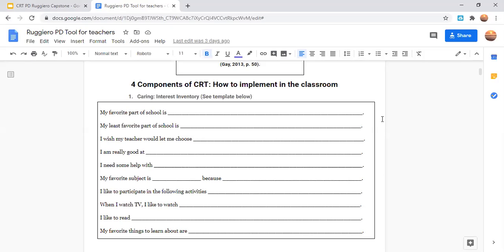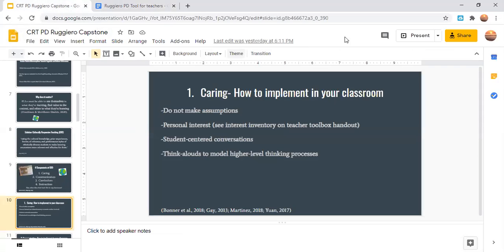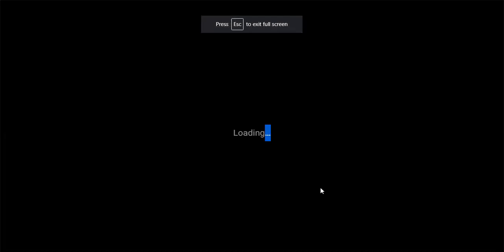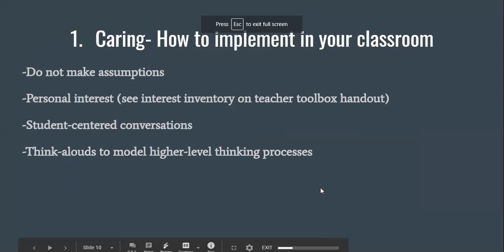So when you're doing a think aloud, that exemplifies to students how they should be talking to themselves when working through problems. So interest inventories and think alouds are very important for helping utilize this component of CRT. Now we're going to go back and we are going to talk about the second component.